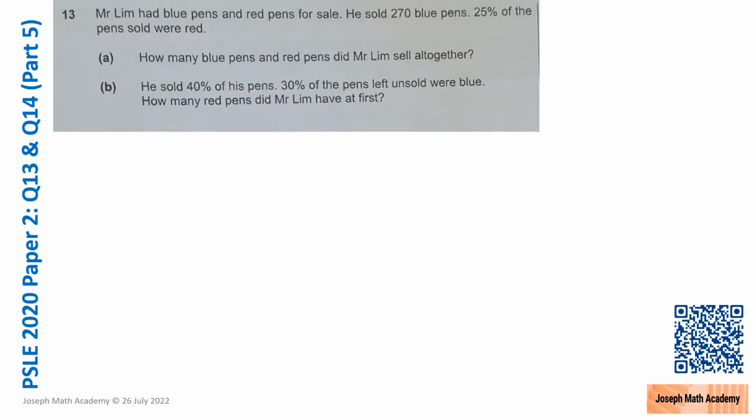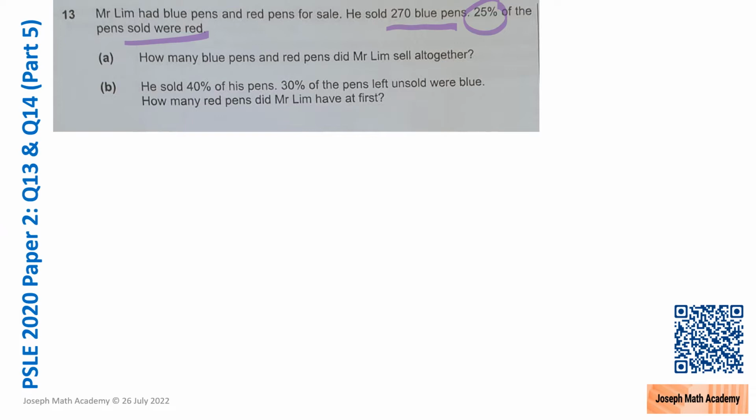Let's begin. Question 13. Salim had blue pens and red pens for sale. He sold 270 blue pens and 25% of the pens sold were red. Right, so let's settle this information by putting them into the sequence that we want to do. For the blue pens, we know that he sold 270, and for the red ones, it's actually 25% of the total pens sold.